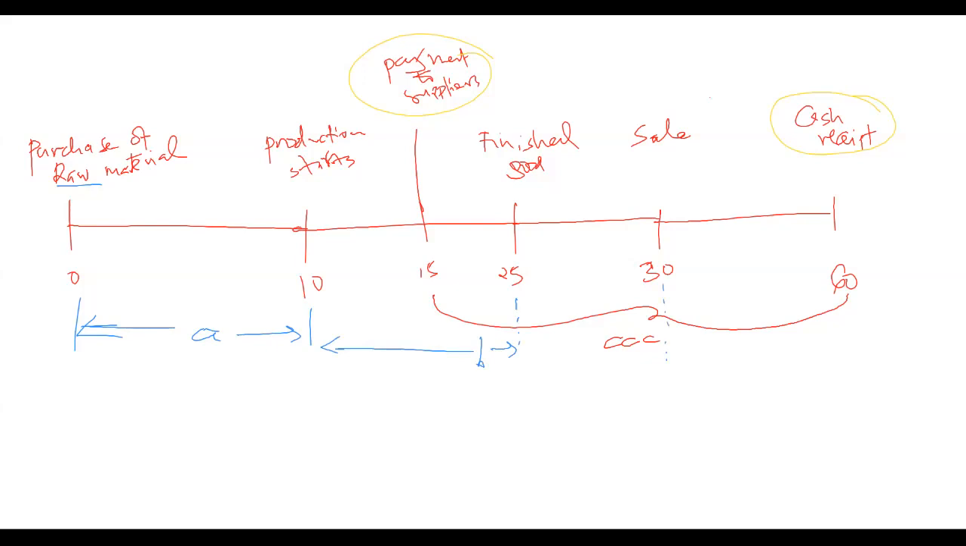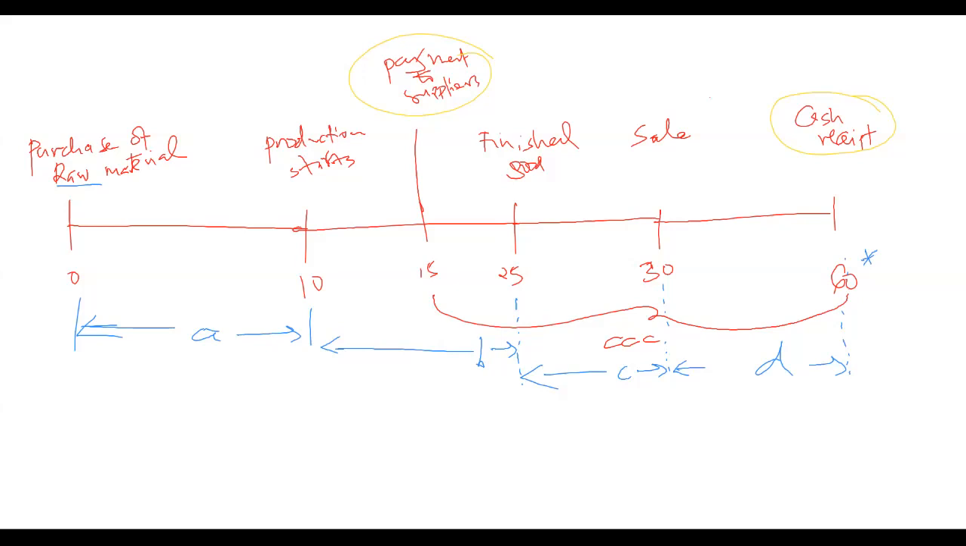Let me just extend downwards here. We call this C, that is from the time we have the finished good to the time that we make the sale. And from the time that we make the sale to the time we receive cash, we call this D. So you can see therefore these 60 days are made of A plus B plus C plus D.